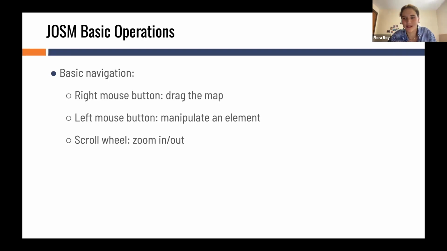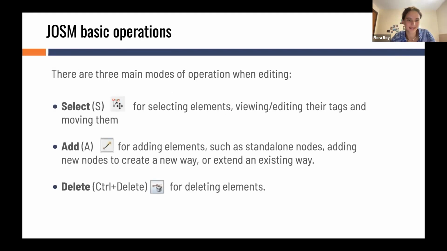So as Kayla already mentioned, the basic navigation is like so. The right mouse button allows you to drag the map, and then the left mouse button allows you to manipulate an element, so you can select it or move it. And then with the scroll wheel, you can zoom in and out. And again, this is a bit different if you're using a Mac, as it depends on what settings you've set up for your trackpad. Next slide, please. Thank you.